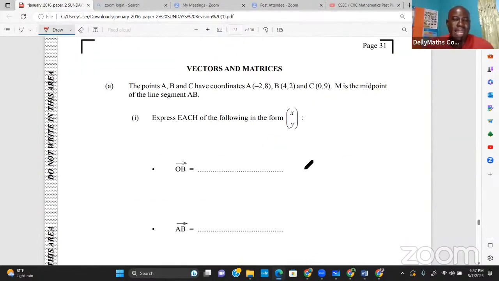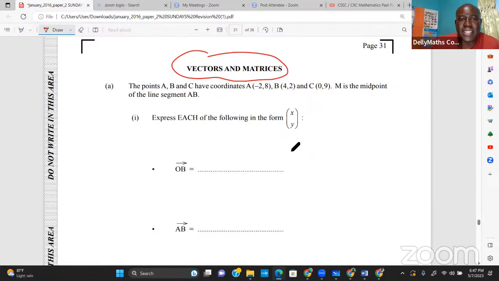All right. So the last question now, number 10. The last question is always vector and matrices. Syllabus completed, done. Vector and matrices. So let us see what they want from us. It says the points A, B, and C have coordinates A(-2, 8), B(4, 2), C(0, 9). M is the midpoint of the line AB. Make note, AB. Express each of the following in the form X over Y.